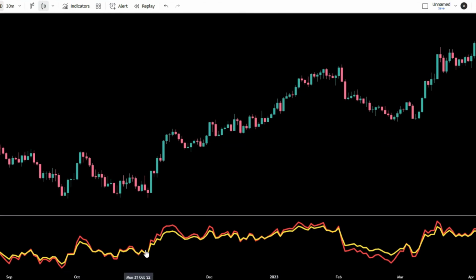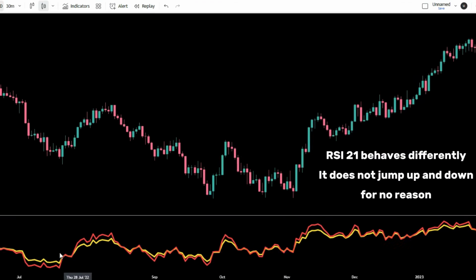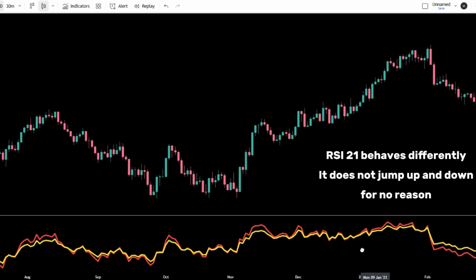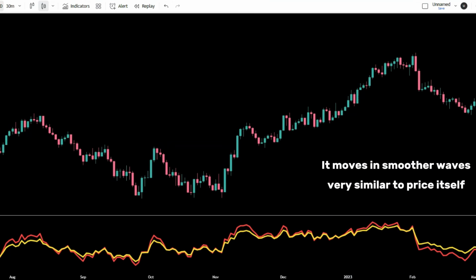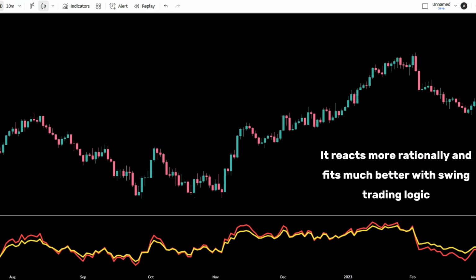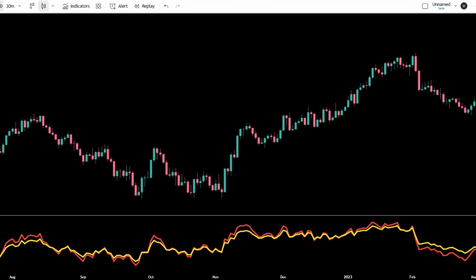When you look closely, you can see the difference clearly. In many small waves, RSI 14 reacts in an exaggerated way. It jumps up and down too quickly, which can easily confuse traders and create wrong signals. RSI 21 behaves differently. It does not jump up and down for no reason. It moves in smoother waves, very similar to price itself. It reacts more rationally and it fits much better with swing trading logic. If I had to choose only one RSI period for gold swing trading, I would choose RSI 21 without hesitation. RSI 14 is acceptable, but RSI 21 is professional.